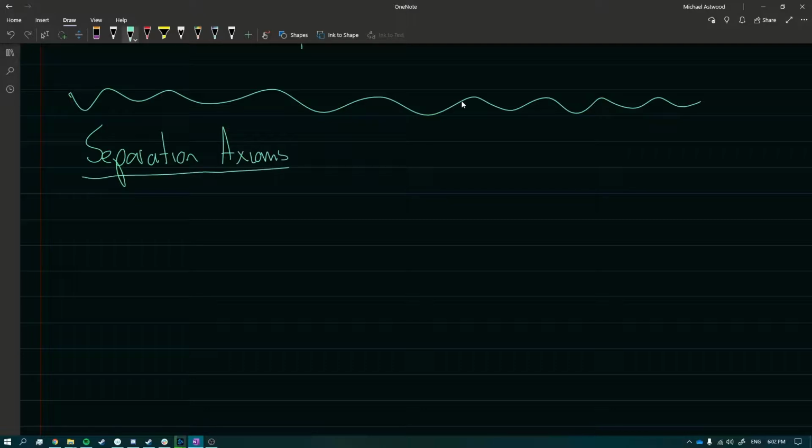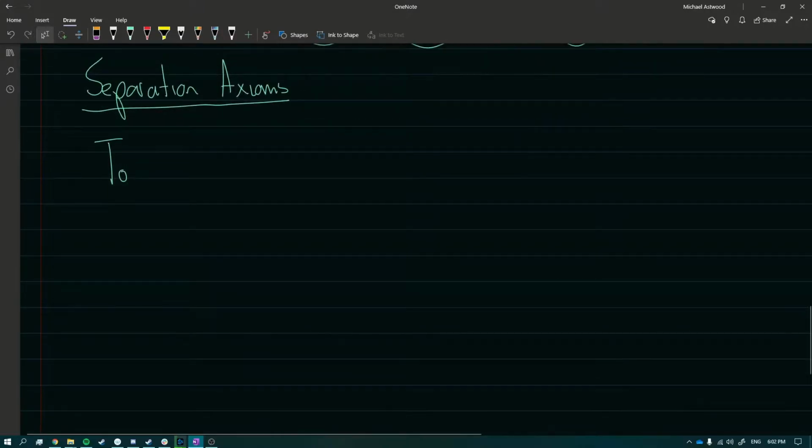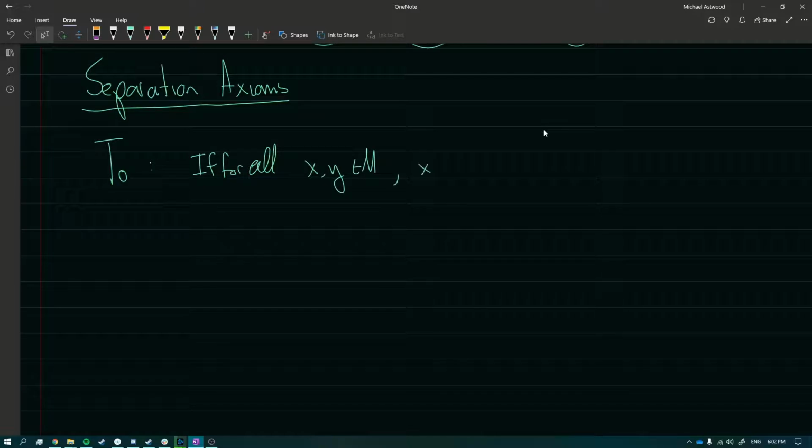And they describe when 2 points on a space are separated from one another. So the first one is called the T0 axiom, and there's a T1 axiom and a T2 axiom and so on. So the T0 axiom says that if for all x and y in M, x and y are distinguishable, then the space is said to be T0.